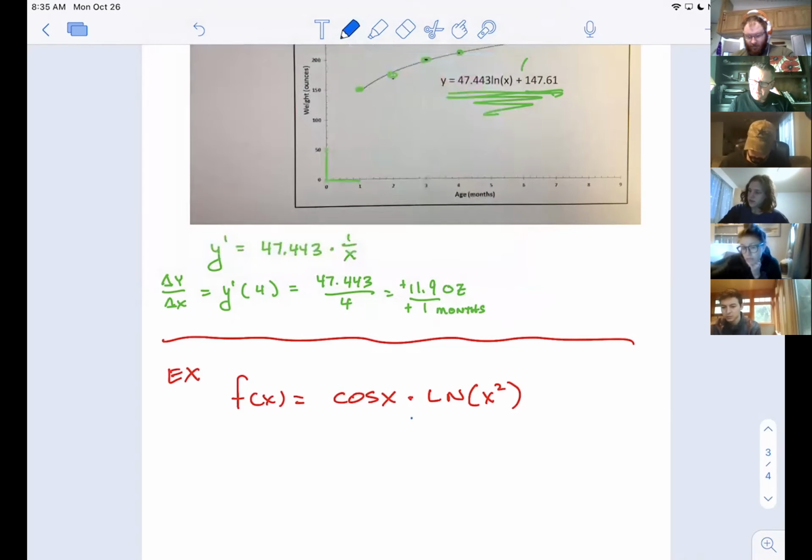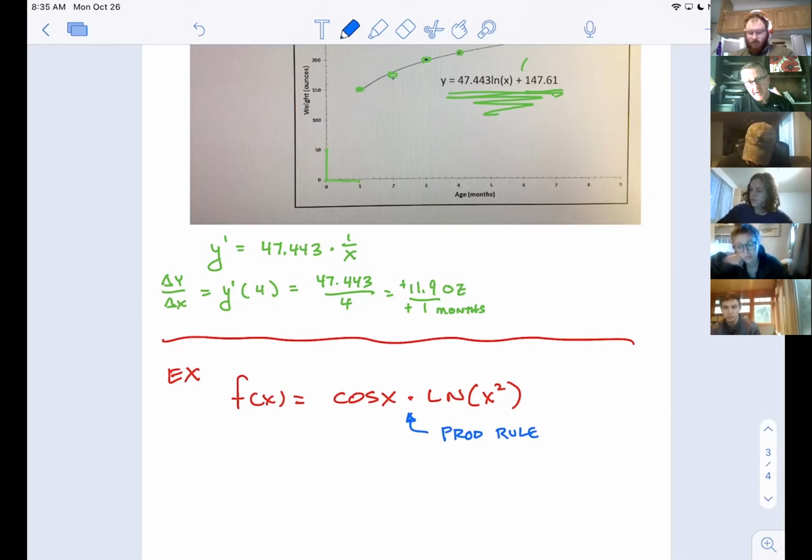This multiplication sign should be screaming product rule at you. If you did not see that, you will get this question wrong. You have junk times junk. And you even have the natural log of junk. So there's all kinds of stuff that should be in your mind. That's not just natural log of x. So you should be thinking, oh, chain rule, because it's natural log of junk.